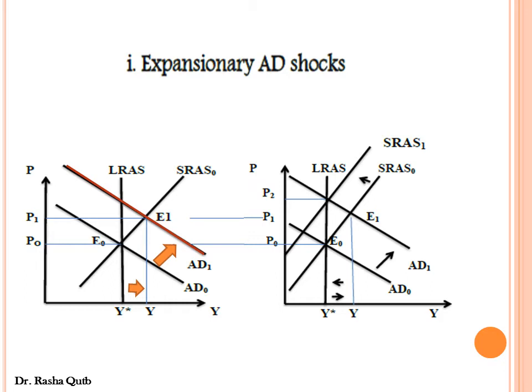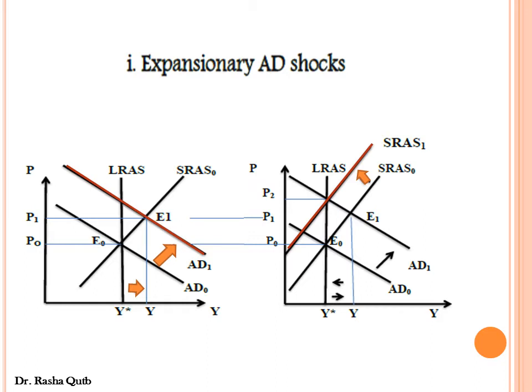for resources, demand for labor increase, wages increase, معناه إن cost of production would increase. When the cost of production increases, SRAS would shift upward to the left from SRAS note to SRAS 1, and the gap is closed at a higher price. تمام؟ يبقى ال expansionary aggregate demand shocks عندها two effect. في effect على short run، في effect في long run.